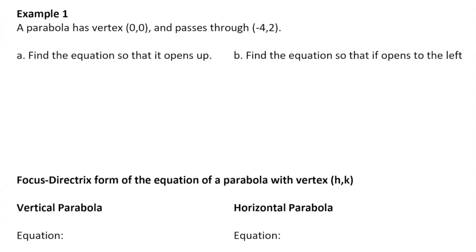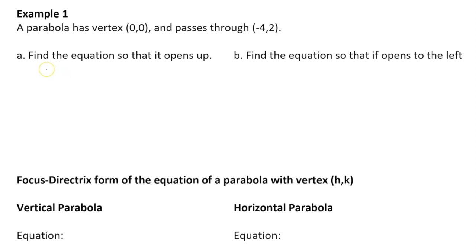Okay, so our first example says, if you have a parabola with a vertex of (0, 0) and it passes through the point (-4, 2), part A, can you find the equation so that it opens up? Okay, so that it opens up. I want you to think about it; we could even do a mini sketch if that helps us out, but let's just see what we know from something like this.